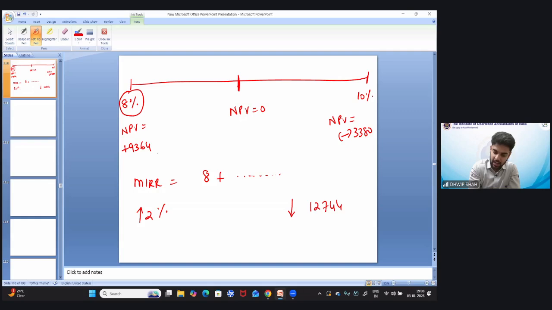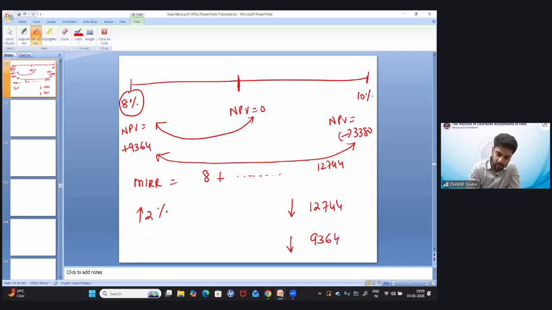So 2% रेट बढ़ाने पे fall is of 12744. But I just want it to fall by 9364. मुझे सिर्फ इसको 9364 से गिराना है. तो by how much percent I should increase the rate? तो interpolation 9364 into 2 divided by 12744. 1.469. 1.469% से आप ये रेट बढ़ाओ, तब जाके ये 9364 से आपका एनपीवी गिरेगा.